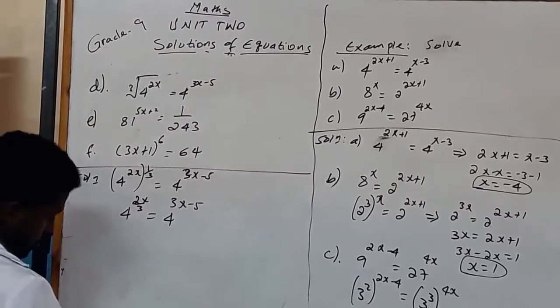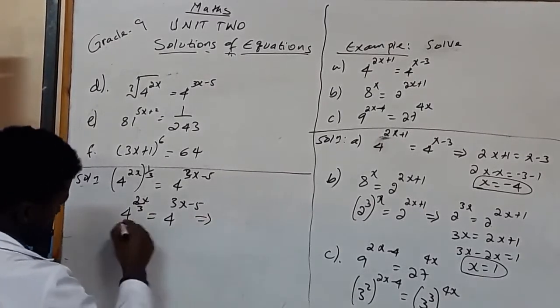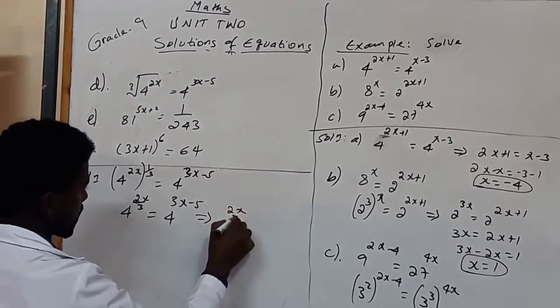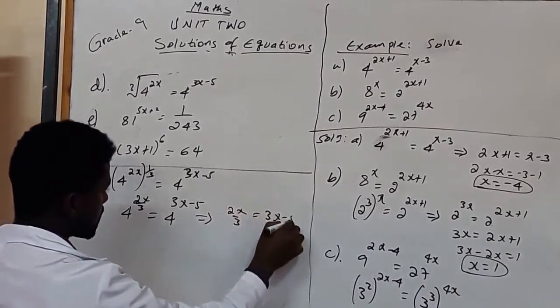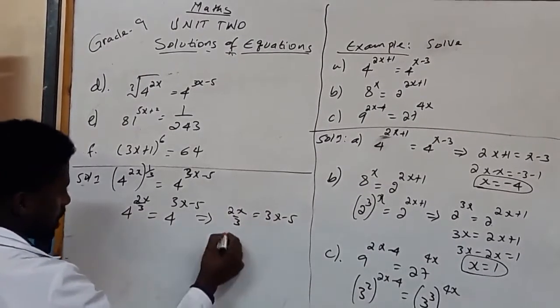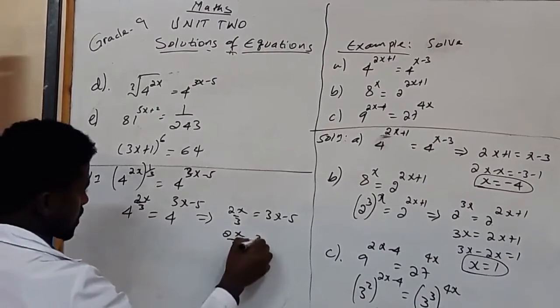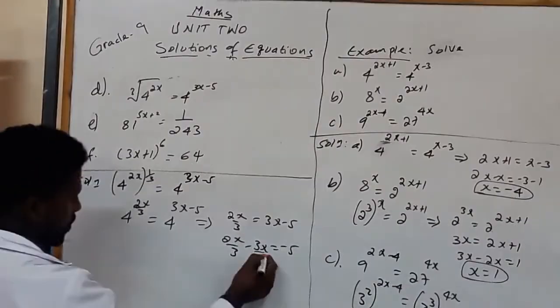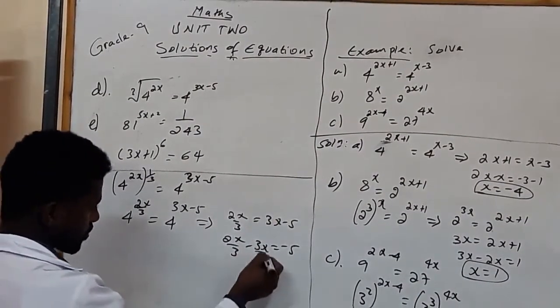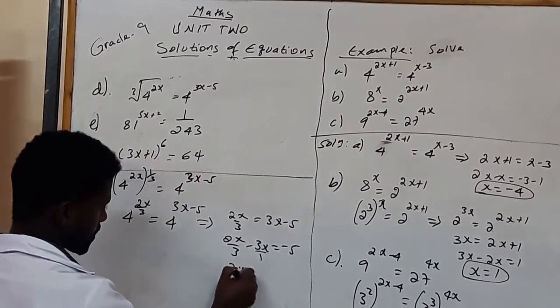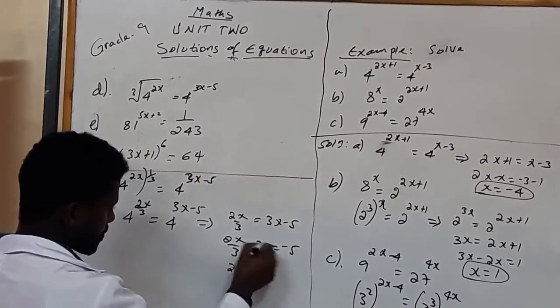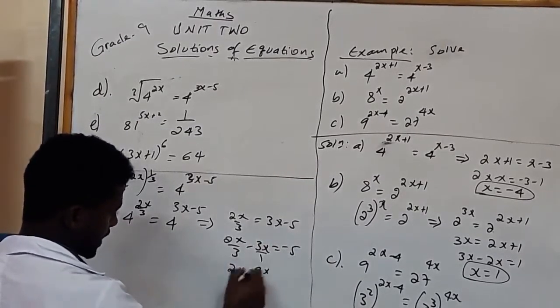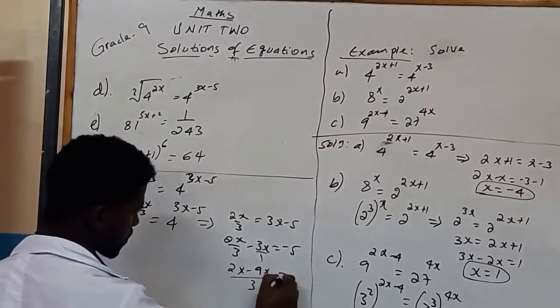We can use again the first rule. It says the bases are the same, so 2x over 3 is equal to 3x minus 5. Now we can solve this one. 2x over 3 minus 3x is equal to negative 5. The first term is a fraction, but the second is a normal number, so make it over 1. We multiply by 3, so 2x minus 9x, whole divided by 3, is equal to negative 5.